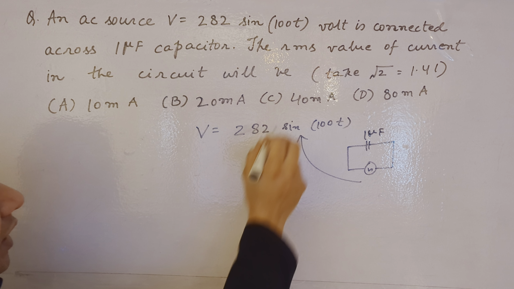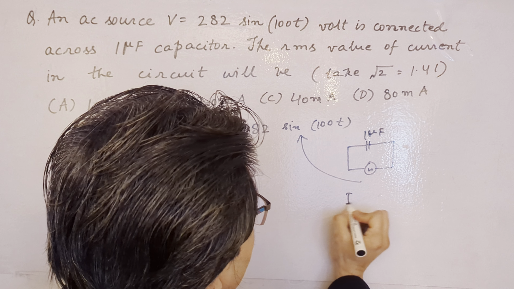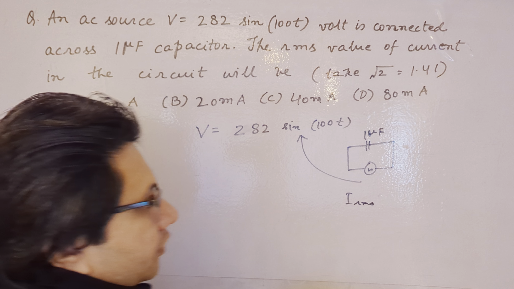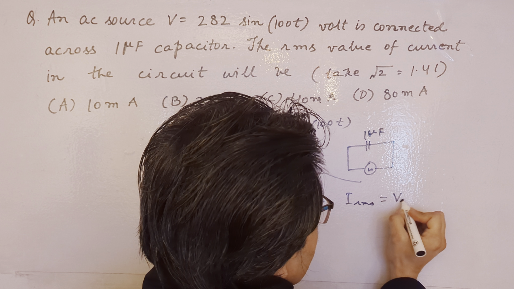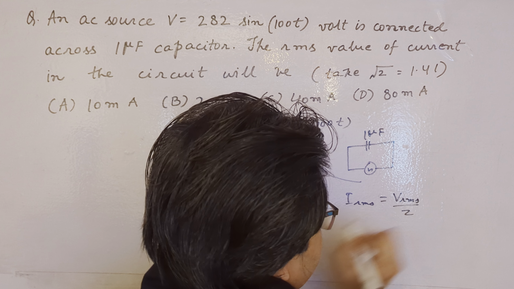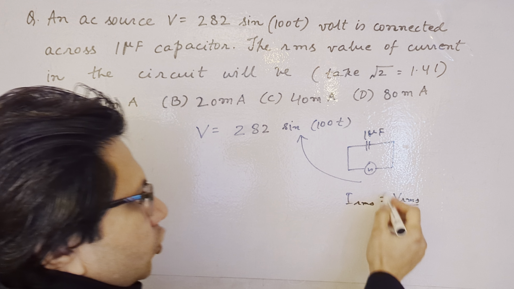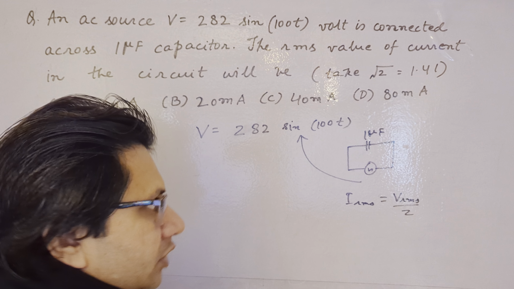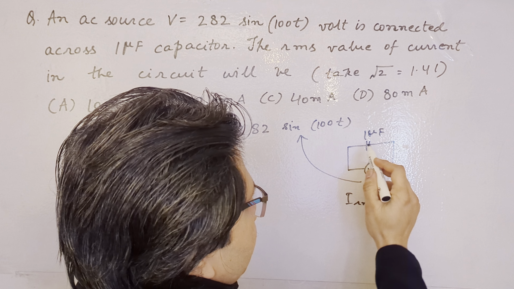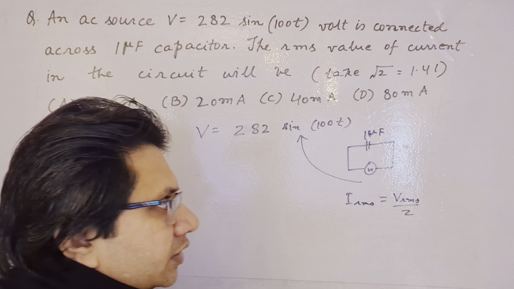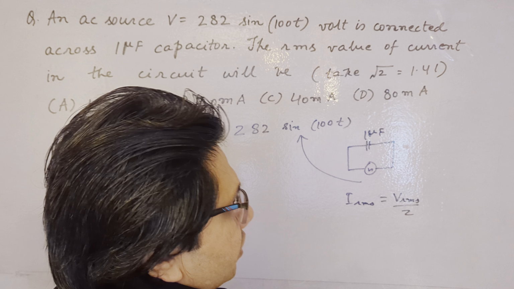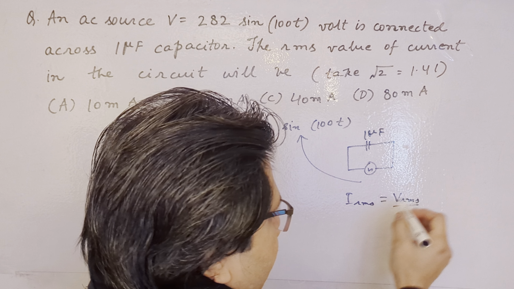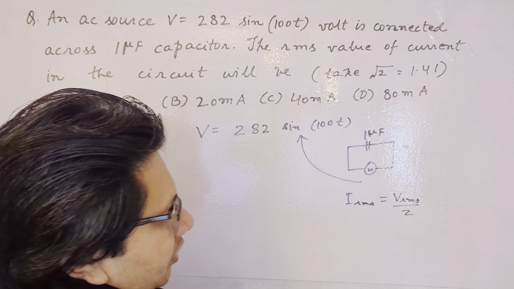Now we have to calculate the IRMS value, that is the root mean square current. To calculate it, we use the formula IRMS equals VRMS upon Z, where VRMS is the root mean square value of the voltage and Z is the total impedance. In this particular question, the total impedance is only due to the capacitor. There is no other element like a resistor or an inductor here. There is only the capacitor.